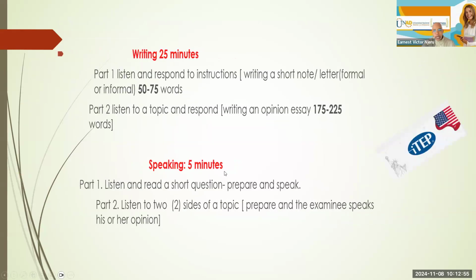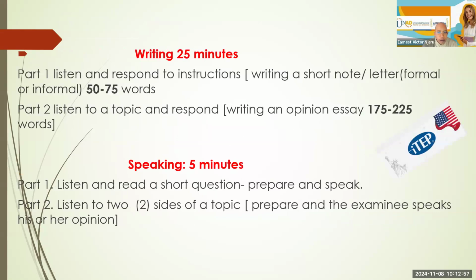When it comes to the writing part of the Itep, the first part could be a note or an informal letter, which is almost the same thing. It is just 50 to 75 words. And the second part of the writing, which is general cases and an opinion essay, is 175 to 225 words.